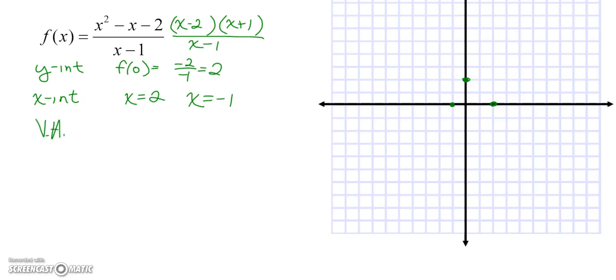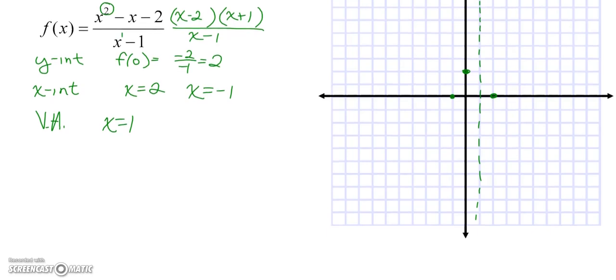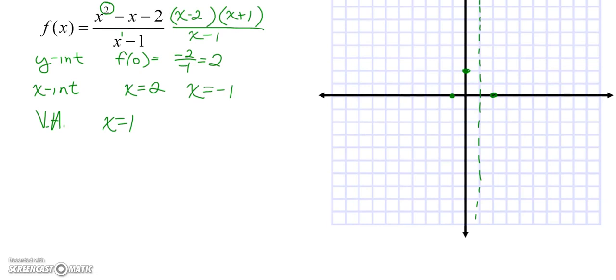Vertical asymptote, again from the denominator. X equals 1. So now I can draw a vertical asymptote in here. And the tricky part that's new is your slant asymptote. You can get a slant asymptote only when the degree of the numerator is 1 greater than the degree of the denominator. And the only way to find this is to do long division or synthetic division, depending which one applies. So here, synthetic division actually applies.